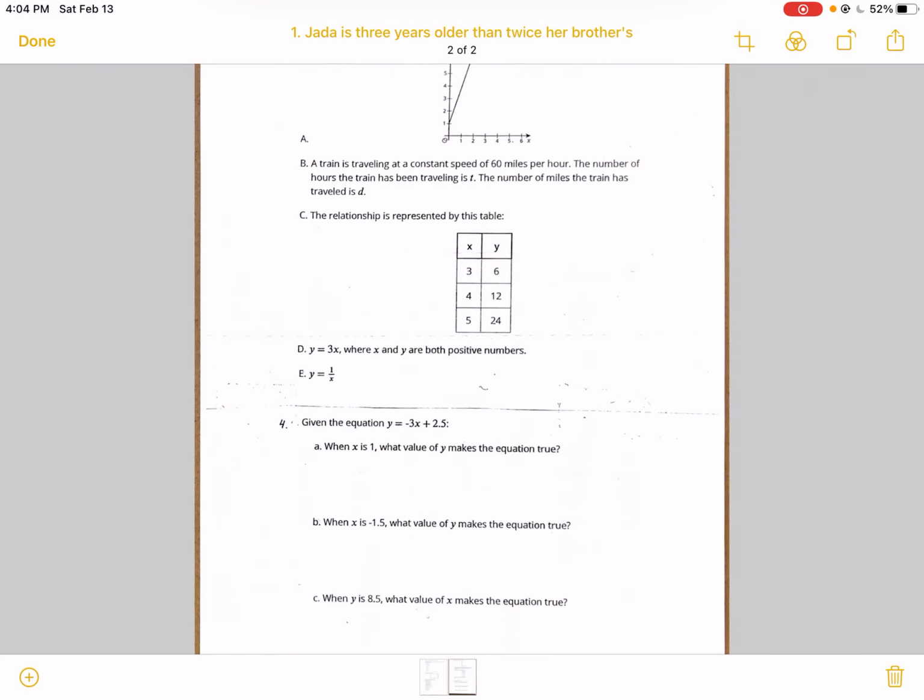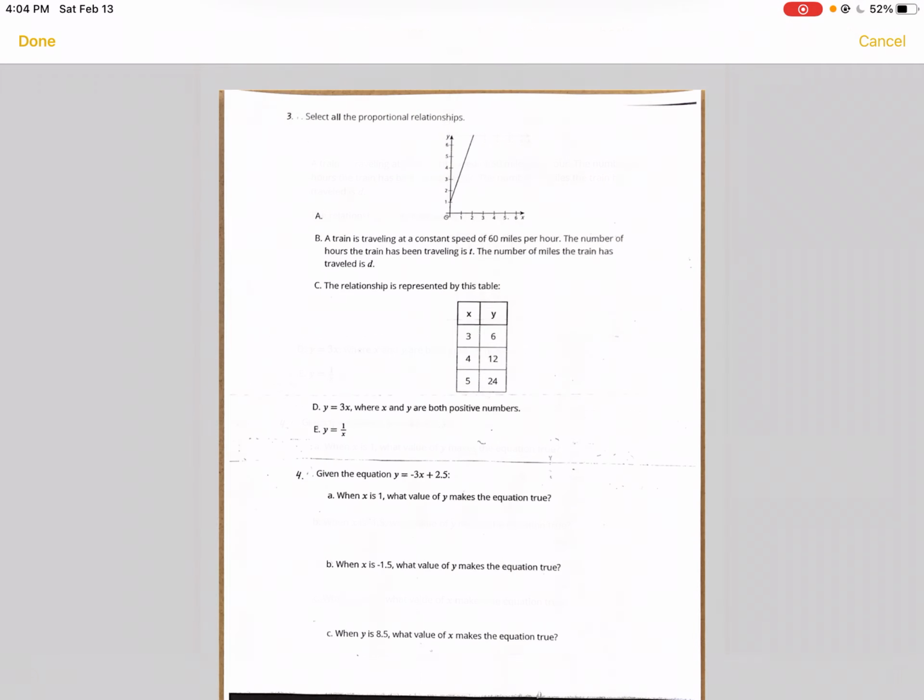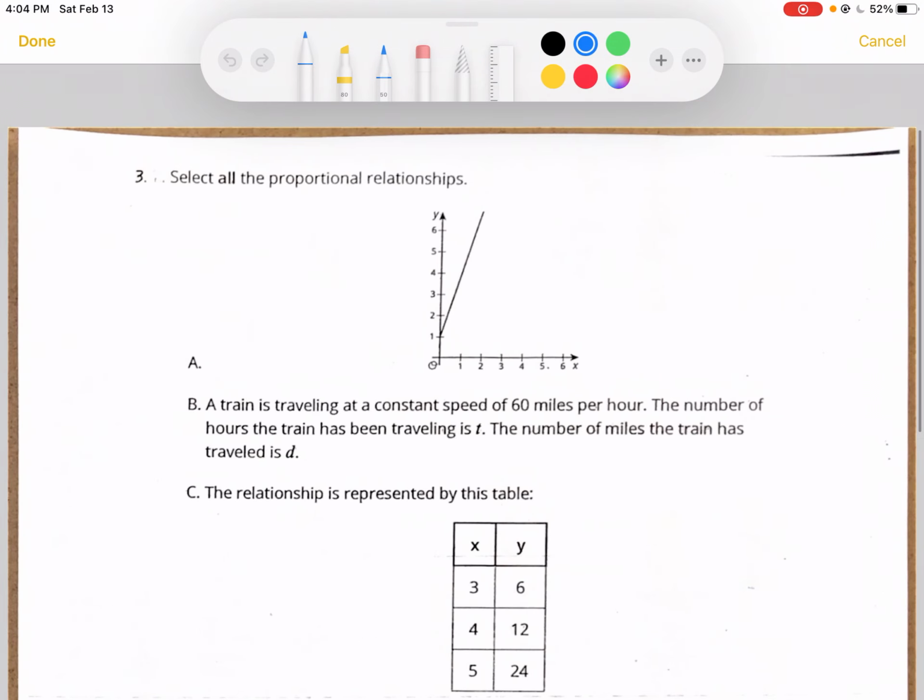Okay, turn the page with me. We have number 3 here. Select all the proportional relationships. Something that's important to remember about proportional relationships is they must go through the origin. So if I have x equals 0, then y must also equal 0, right? So they must go through this point right there on the graph, 0, 0. So A, that line, does not go through 0, 0. So A is not going to be a proportional relationship.